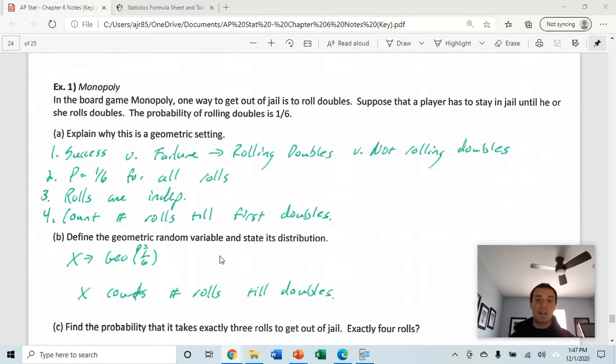So success versus failure, rolling doubles or not, probability is the same. It's always going to be 1/6 chance of rolling doubles. Your rolls are independent. The one roll does not impact the next roll. And we're counting the number of rolls until we get the first roll of doubles. Hence, it's a geometric situation. So it's defined by its probability, which is 1/6, and we're counting the number of rolls till we get doubles.